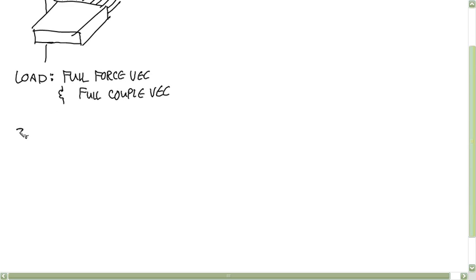Okay, second, how about a ball and socket joint? I just keep doing these because I like drawing them. There's the ball. Here comes the socket. Okay? So, what do you think about this one?